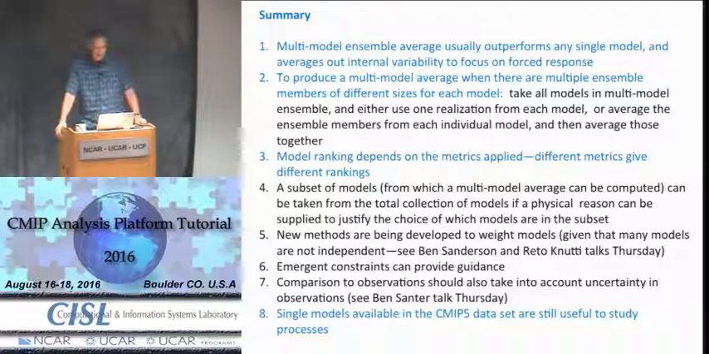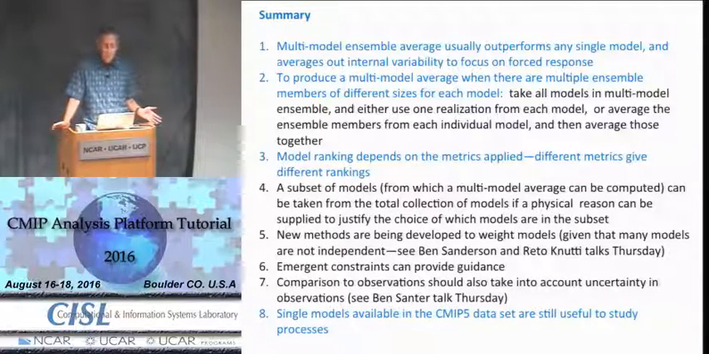The model ranking is kind of a red herring. It depends on the metrics you apply, and different metrics give different rankings. But you can subset models in the multi-model ensemble, and you can compute a multi-model average from this subset if you can have a physical justification for why you're picking that subset of models. There's new methodologies for weighting models, and you'll hear more about that in this workshop. Emergent constraints is another kind of new way of evaluating models where you try to relate feedbacks to something we can see in the observations.